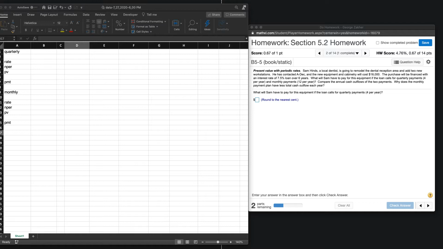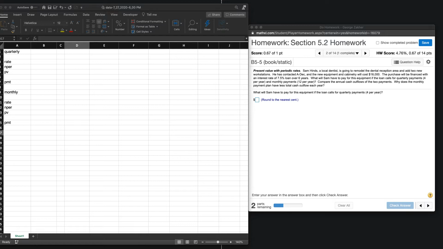So if you remember Sam Hines, that dentist, he did some remodeling and he bought some new equipment and cabinetry. It cost him $18,000. Now this purchase will be financed at an interest rate of 7.5% loan over 6 years. Question is, what will Sam have to pay for this equipment if the loan calls for quarterly payments or if it calls for monthly payments?